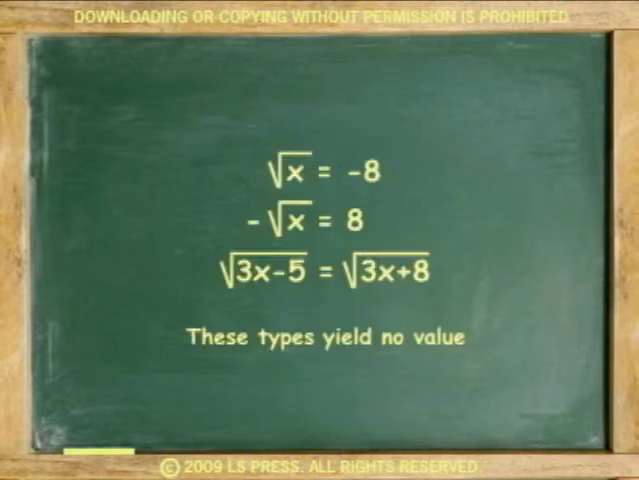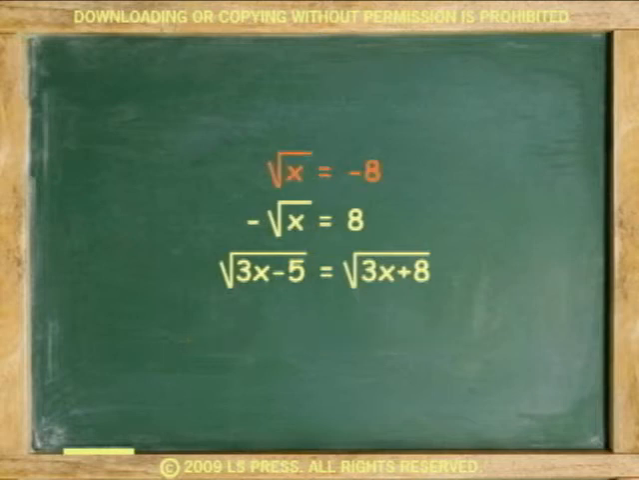Now, some equations with radicals yield no value and therefore cannot be solved. For example, the square root of x equals -8 is telling you that the root is negative. Remember, negative roots do not exist. This example is the reverse of the last one. Same outcome. Negative roots do not exist.